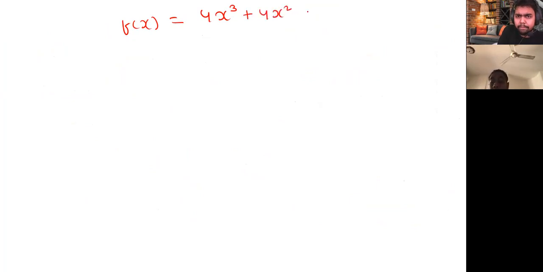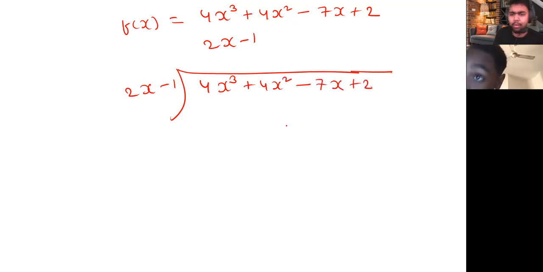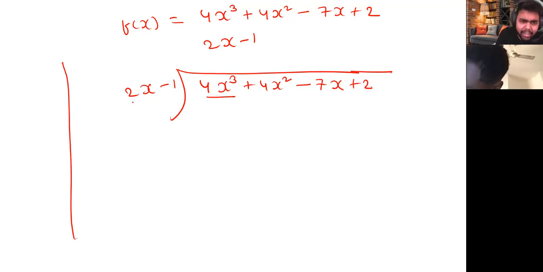First of all, tell me the original function. What was that? 4x cube plus 4x square minus 7x plus 2. And I have to divide by 2x minus 1. Now, you tell me. I'm dividing 4x cube plus 4x square. I would be getting 0 remainder because I already know that this is the factor, right? In rough, I'm taking my first term, dividing with my first term. Let me do it. I'm pausing the video again. If you finish, you tell me, okay?